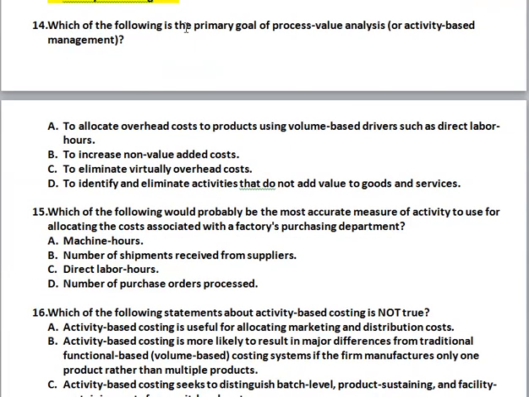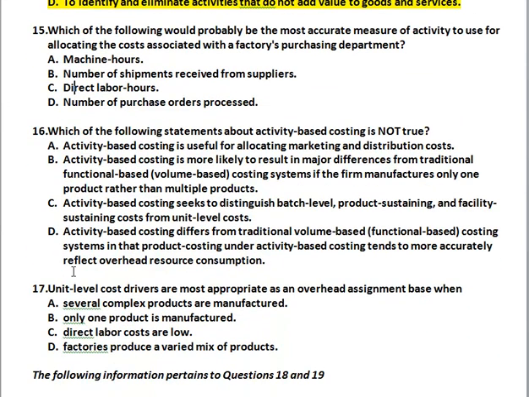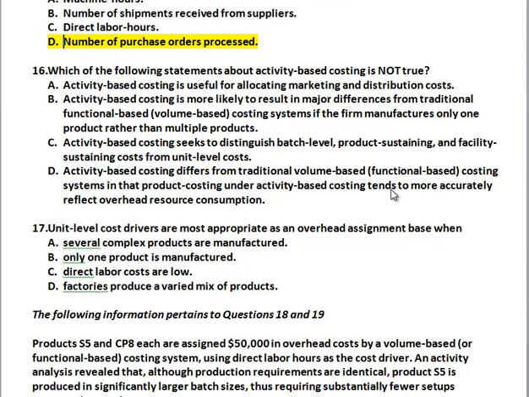14 says, which of the following is a primary goal of process value analysis or activity-based costing, and the whole goal of ABC is to identify and eliminate activities that do not add value. 15 says, which of the following would probably be the most accurate measure of activity to use for allocating costs associated with the factory's purchasing department? If you read through these, the one that would make the most sense would be to use the number of purchase orders processed.